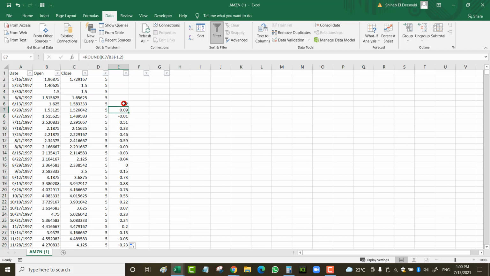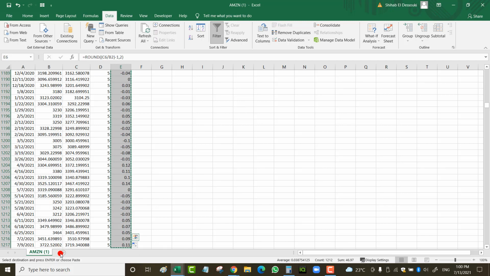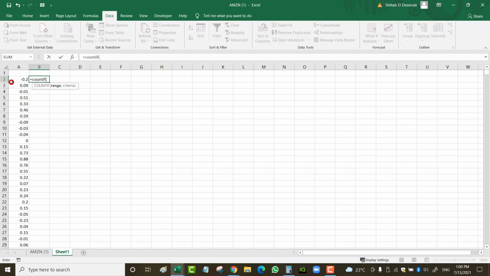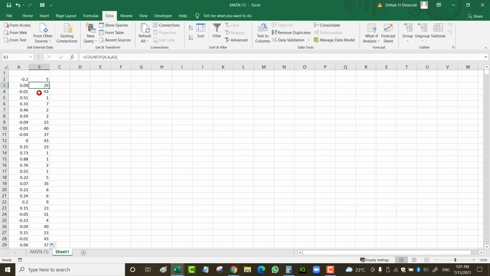So I'm going to select all the values, and I'm just going to paste them in a different sheet, paste as values. And now I'm just going to count how many times these movements, these differences occurred. So I'm just going to count here, equals COUNTIF, where the range is this here and the criteria is this individual cell. So basically this means that there were 5 occurrences, or 5 different 28-day periods, where Amazon dropped 20% if you compare from one Friday to another Friday. And this means here that there were 29 different 28-day periods where Amazon was up 9% if you compare from one Friday to another Friday 28 days later.